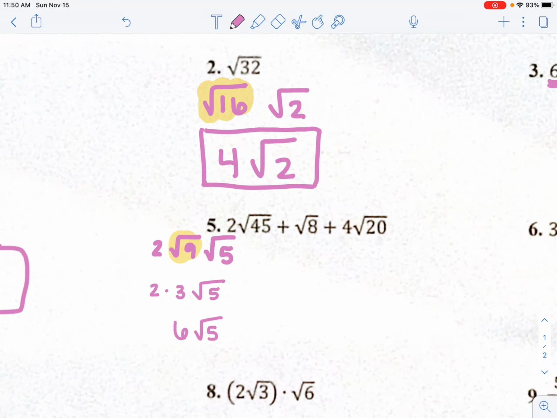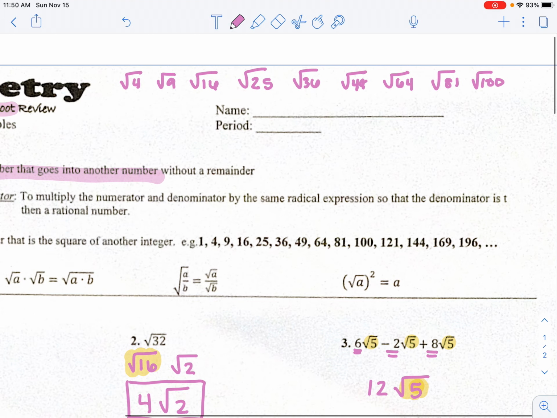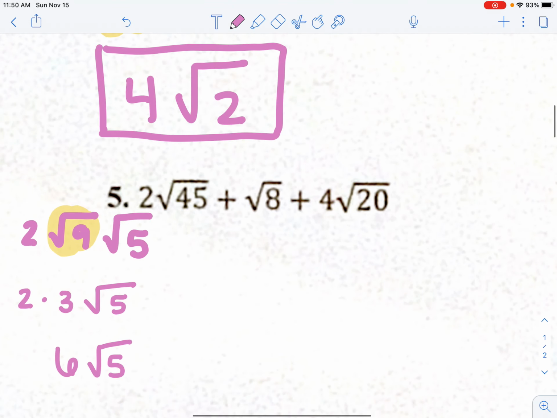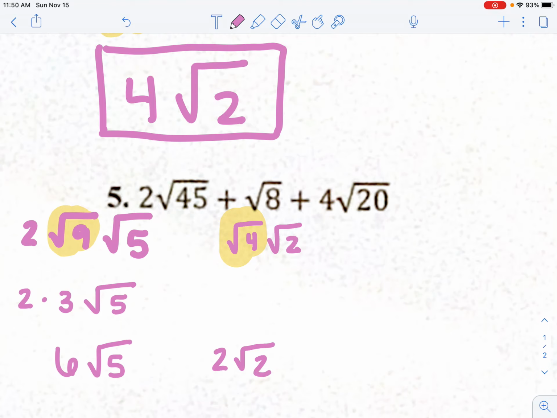We're going to do the same thing with 8. Now I know, and my perfect squares are up here, 9 can't go into 8, but 4 can go into 8. All right, 4 goes into 8 2 times, so I can say radical 4 and radical 2. Radical 4 is our perfect square. The square root of 4 is 2. So this would be 2 radical 2.